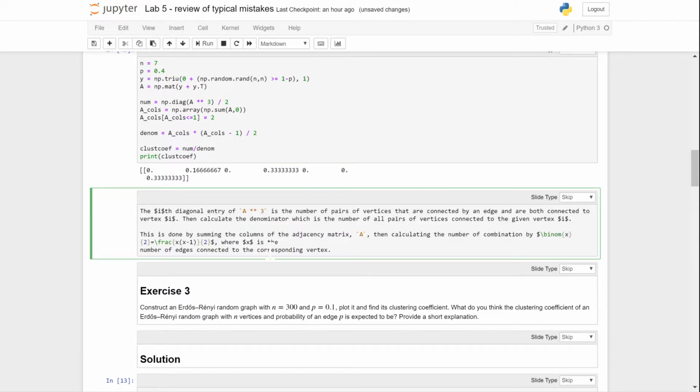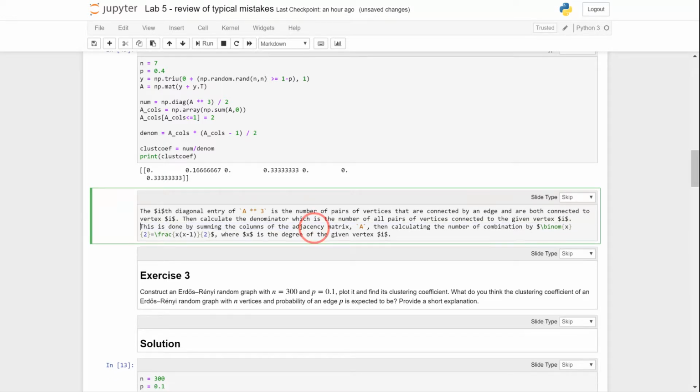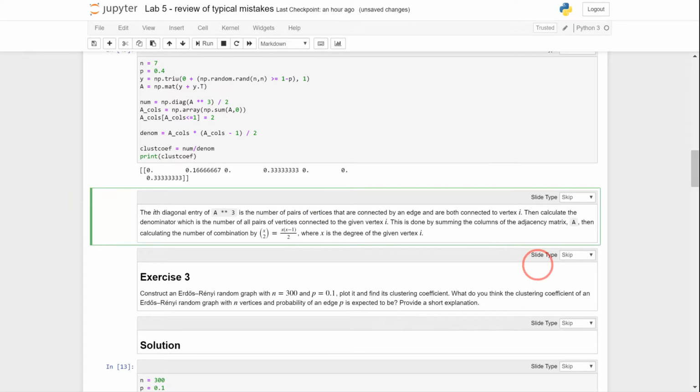Well, first of all, corresponding is a wrong choice of words, so it's given. And second, the number of edges connected to the given vertex has a specific name in graph theory. It's the vertex degree, where x is the degree of the given vertex i. All right, so now, okay, it's not perfect, but it is still readable. If you do it like this, it is understandable.